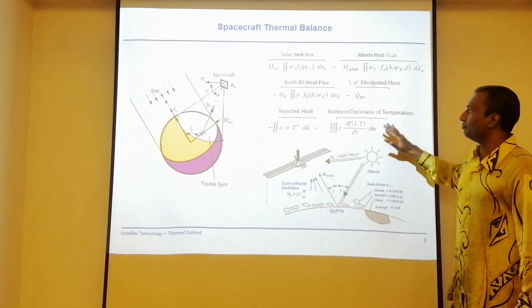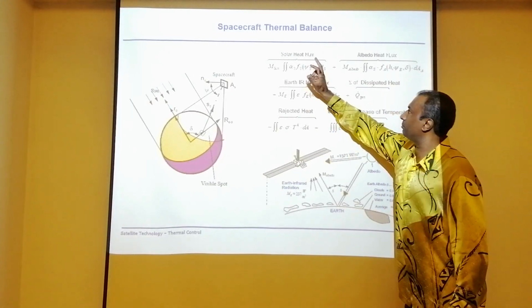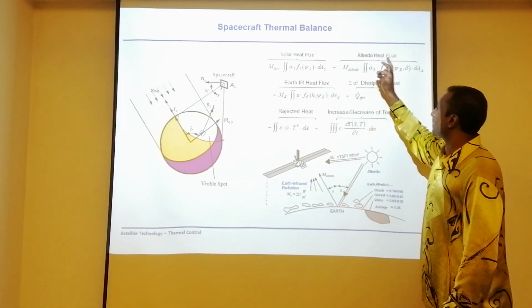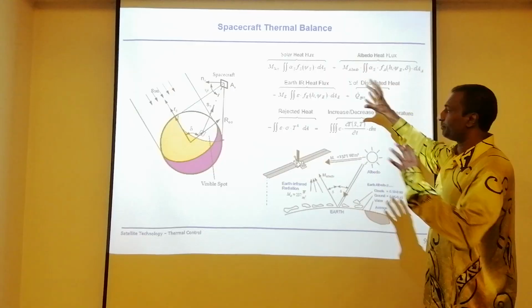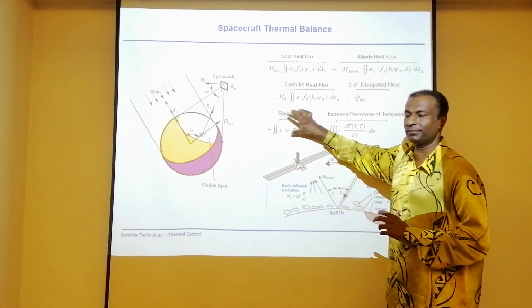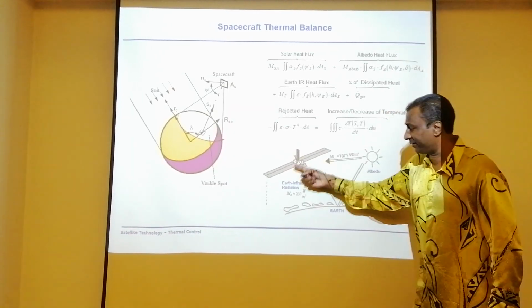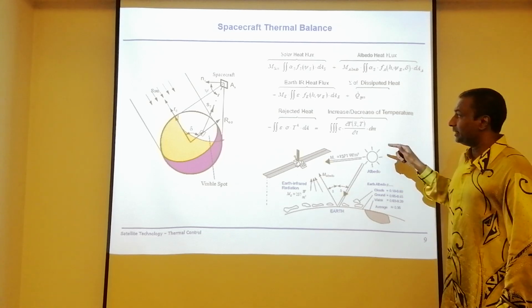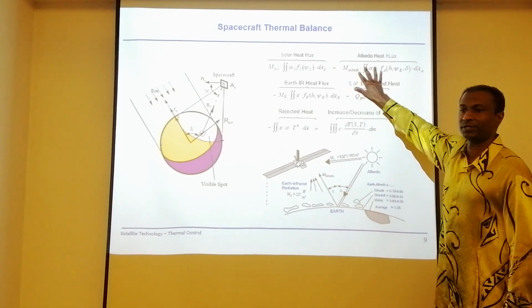Okay? So in order for you to survive, just to tell you, this plus solar plus albedo plus Earth infrared plus dissipated heat is supposed to be rejected by this thermal control system. Then you can survive. Alright. What I have explained to you here, these figures came from an average of this operation.